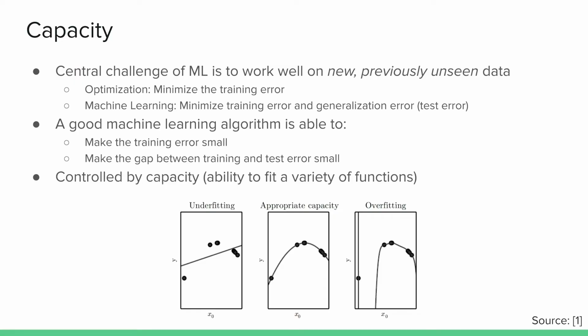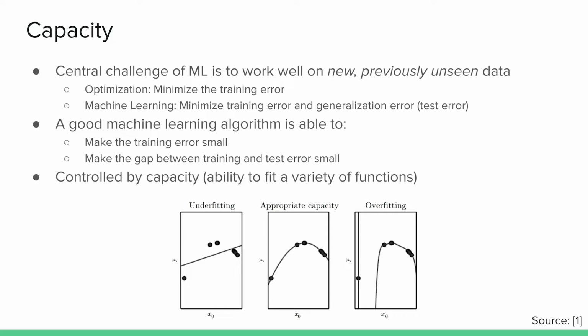Capacity is probably one of the most important terms when talking about machine learning, and it's because of the following. A central challenge of machine learning is to work well on new, previously unseen data. And how does it do this? Well, we've already talked about this. You have certain assumptions about your data that you're training and working on afterwards, and they have to have the same distribution, and you're trying to learn the distribution from the training set and then apply it to new unseen data. And in machine learning, we are talking about two things.